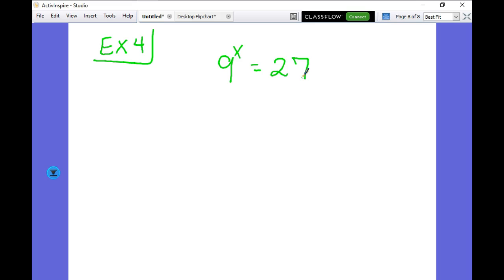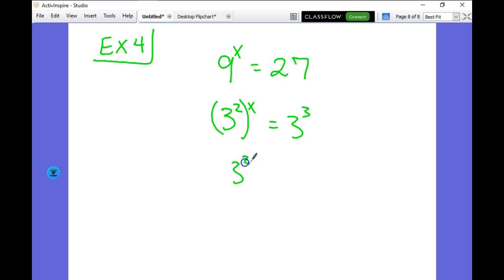So when that happens, what you have to ask yourself is, is there a base that we can change them both into? 3, right? I can change the 9 into what? 3 to the second power. Don't forget that little x is still out there though, right? And I can change the 27 into what? 3 to the third. Now they've got the same base. Okay, so sometimes you need to change both sides.